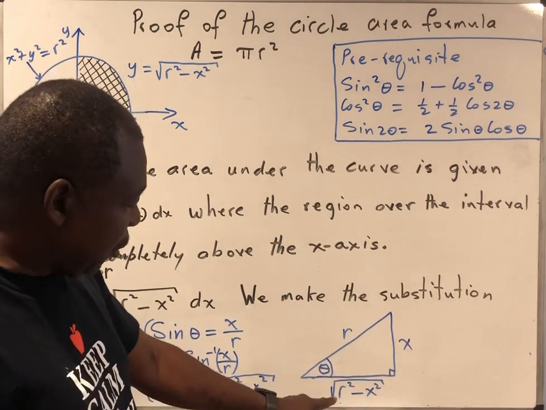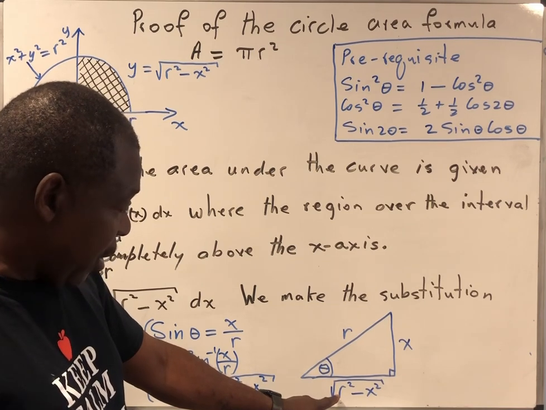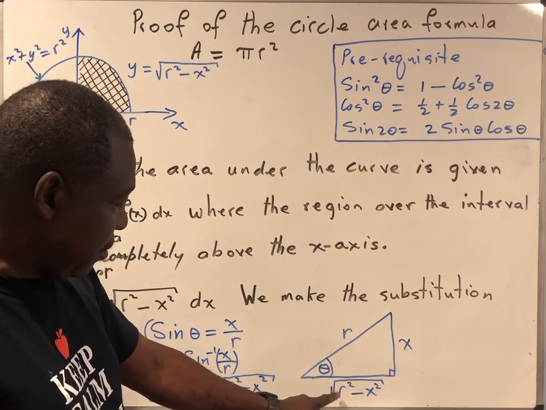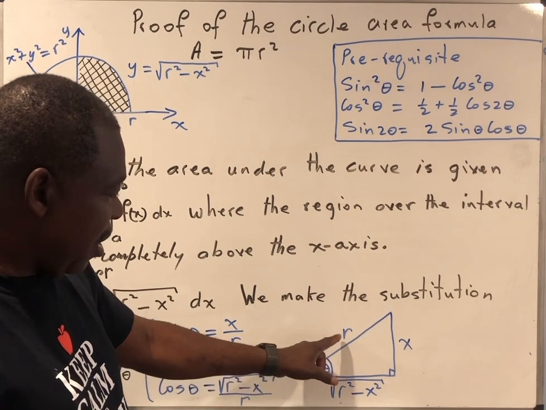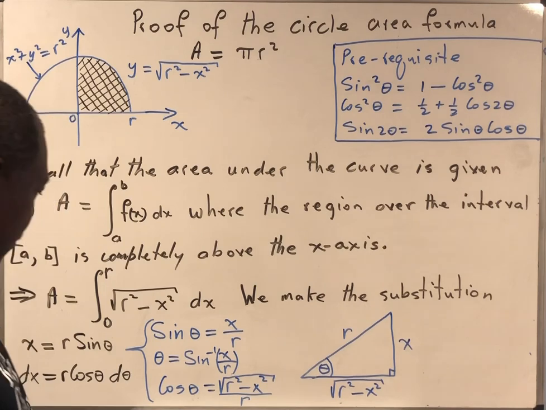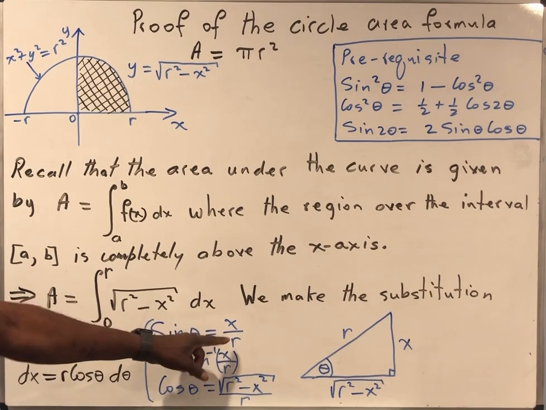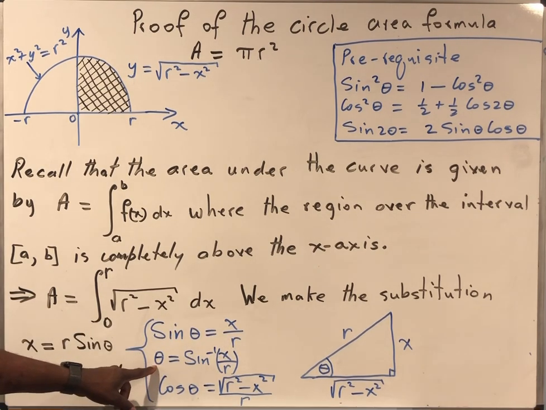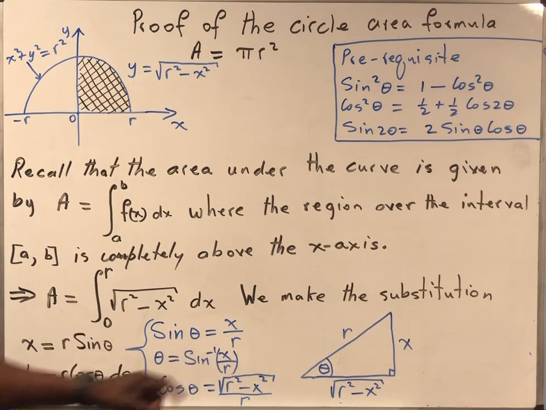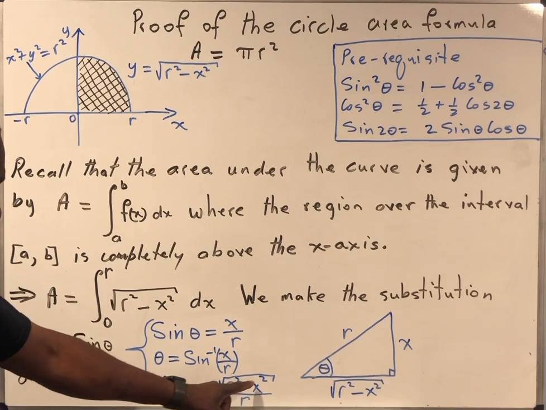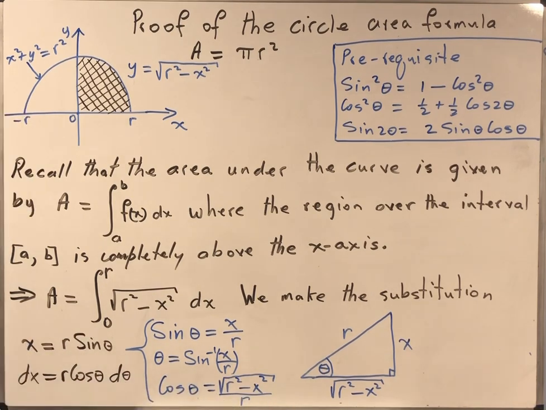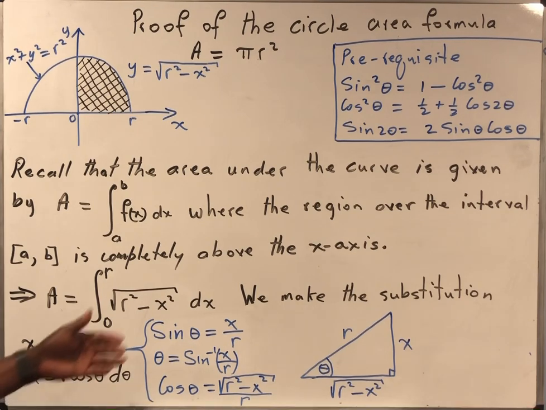And from which we get the third side of the triangle by applying the Pythagorean theorem. That will be the square root of r squared minus x squared. Notice here that from sine theta is equal to x over r, we also have theta, which is equal to sine inverse x over r, and cos theta will be equal to the square root of r squared minus x squared over r. These three equations we will need to convert back from theta to x.